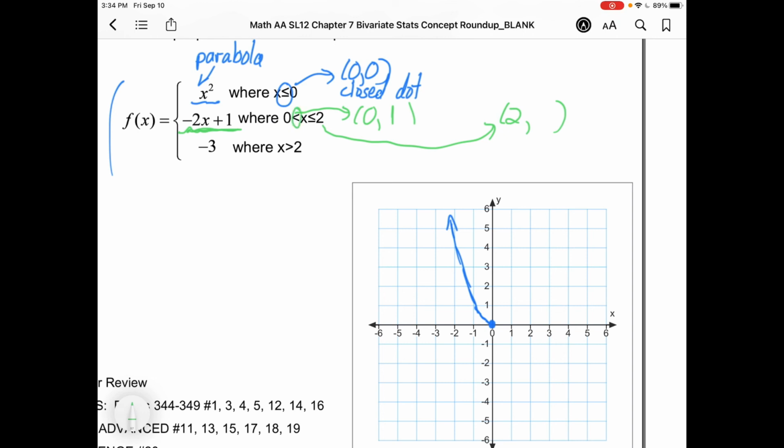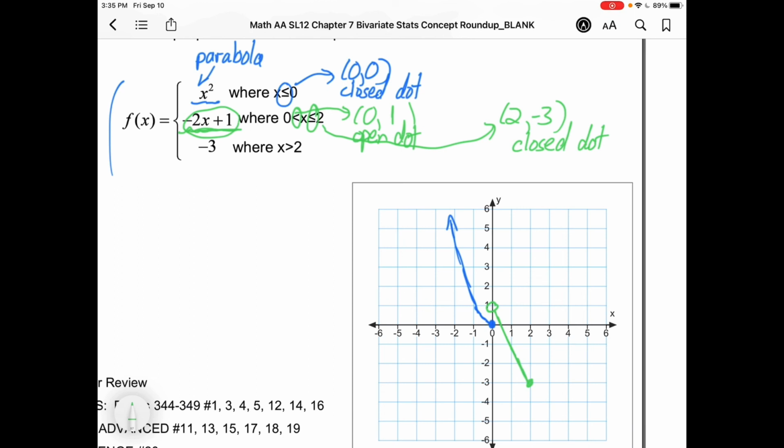And notice here that it is not included, so I'm going to have an open dot. Okay, it doesn't have an equal sign on that less than symbol. So here's that open dot. And now it goes to the end of its linear chunk. If I put in 2 into this, I'll get negative 2 times 2, which is negative 4, plus 1 is negative 3. And that's going to be a closed dot, because at the ending bit of the linear chunk, it's included. So closed dot, or filled in dot. Okay, so (2, negative 3) gets a filled in dot. And in between those, we've got a linear chunk.